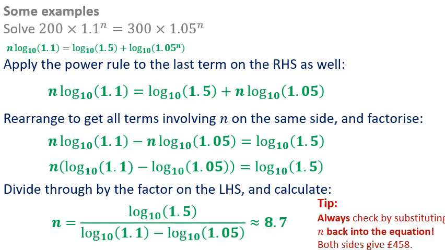At the end, you should always check your value. Go back to the original equation and substitute 8.7 in and see what happens. In this case, you should get, I think, £458.